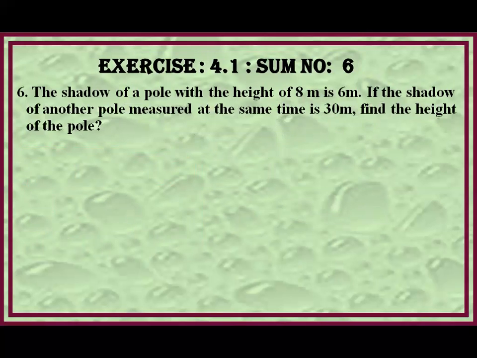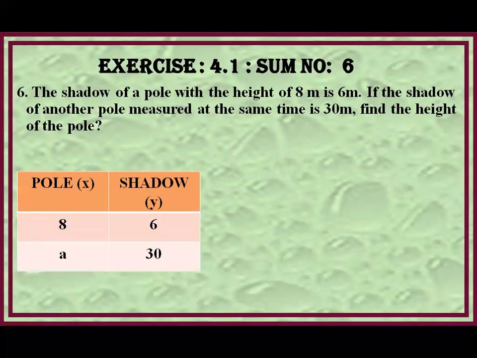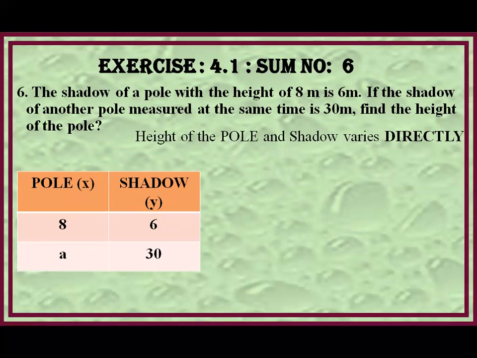The shadow of a pole with a height of 8 meters is 6 meters. If the shadow of another pole measured at the same time is 30 meters, find the height of the pole. So the comparison here is the pole and its shadow. When the pole is 8 meters, the shadow is 6 meters. If the shadow is 30 meters, the height of the pole will surely be more. So height of the pole and its shadow vary directly.